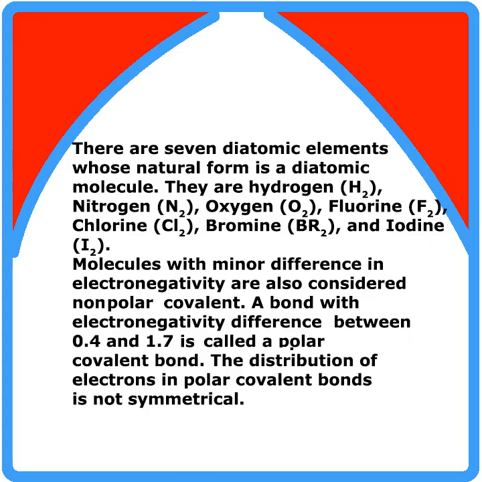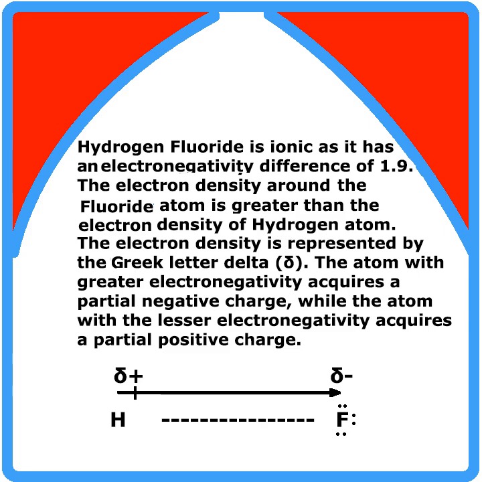Molecules with minor differences in electronegativity are also considered nonpolar covalent. A bond with an electronegativity difference between 0.4 and 1.7 is called a polar covalent bond. The distribution of electrons in polar covalent bonds is not symmetrical. Hydrogen fluoride is polar covalent as it has an electronegativity difference of 1.9.